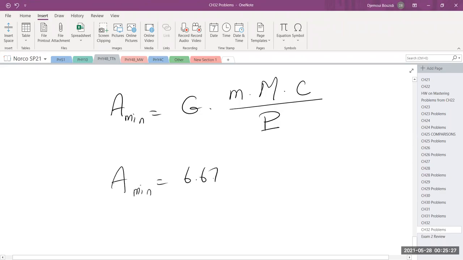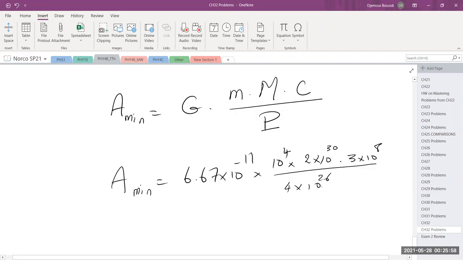G is 6.67 times 10 to the negative 11. This is from physics for A, okay? Times the mass, they tell me it's 10 to the power 4, 10,000 kilograms. Times the mass of the sun, if you Google it, it's 2 times 10 to the positive 30 kilograms. Times the speed of light, which is 3 times 10 to the power 8. The whole thing divided by 3.9, I'm going to write it as 4 times 10 to the power 26.